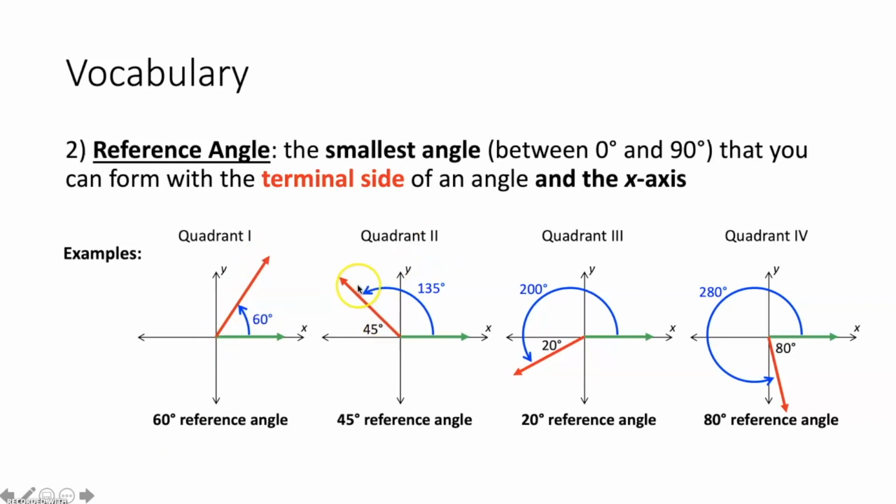If the terminal side of your angle ends up in quadrant 2, then again, to create the reference angle, it's just going to be the angle formed by the terminal side of your angle and the x-axis. That would be this 45-degree angle right here. If the terminal side of your angle ends up in quadrant 3, then your reference angle would be this angle right here. It's the angle formed by the terminal side of your angle and the x-axis, this 20-degree angle right here. And then, if the terminal side of your angle ends up in quadrant 4, again, the angle formed by the terminal side of your angle and the x-axis would be considered your reference angle. That would be this 80-degree angle right here.